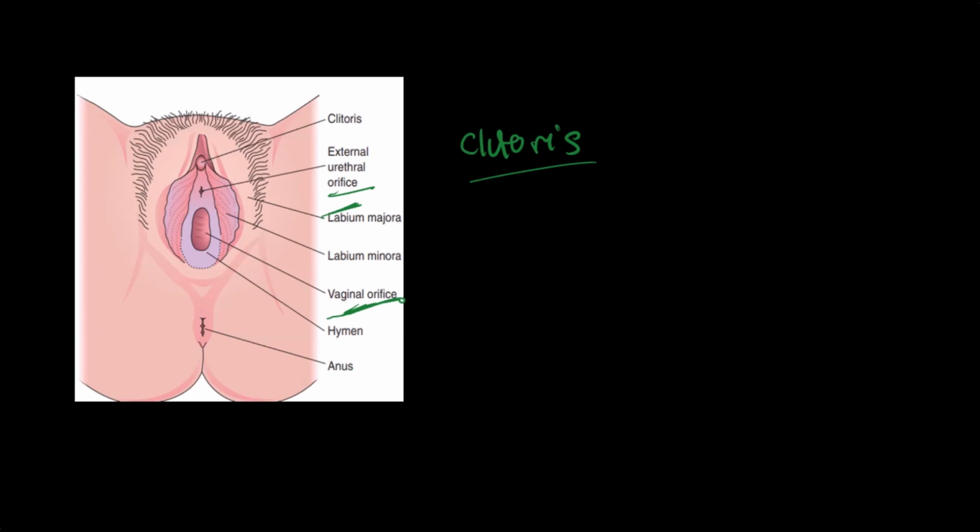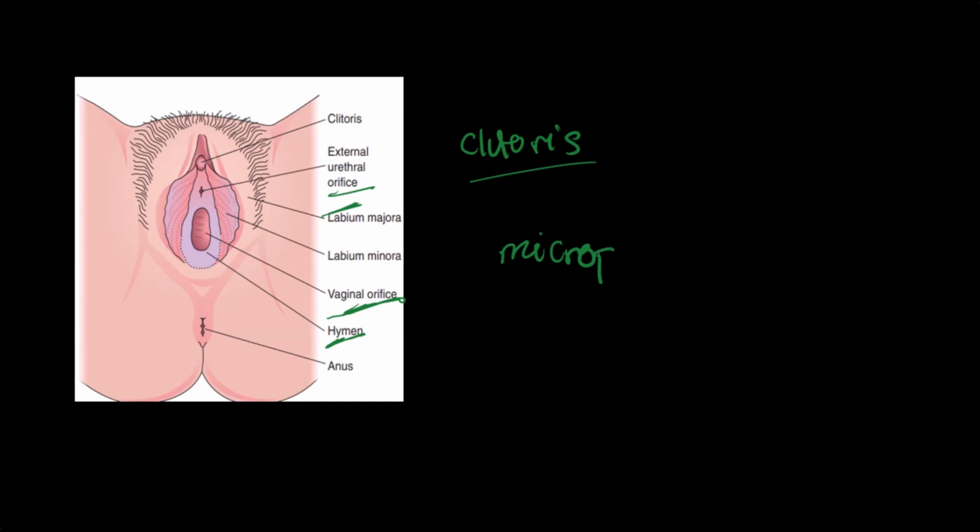Then we have the labia majora. It's a fatty fold of skin tissue, and it's supplied in puberty with hair follicles. We also have the labia minora and the hymen. Now the hymen is a tissue. It's a tissue that partially covers the vaginal orifice.